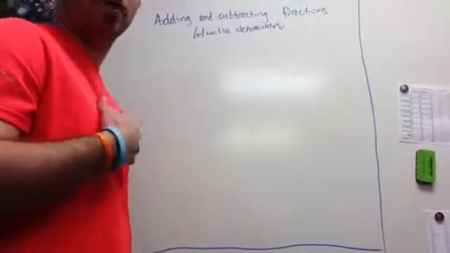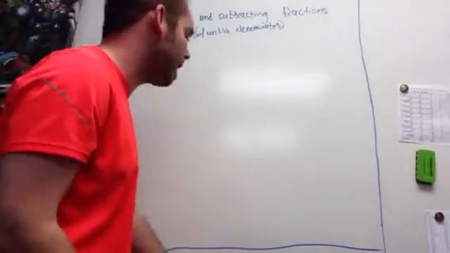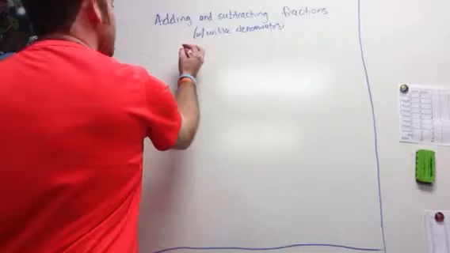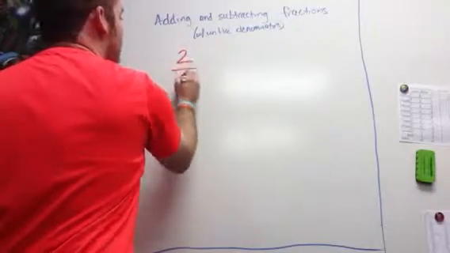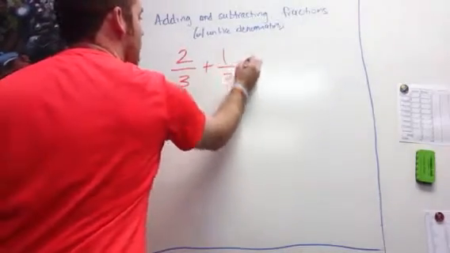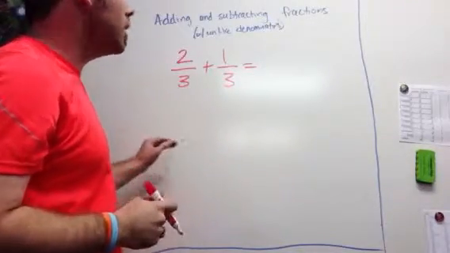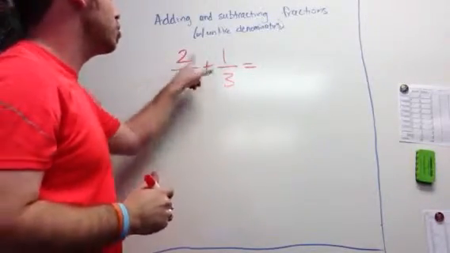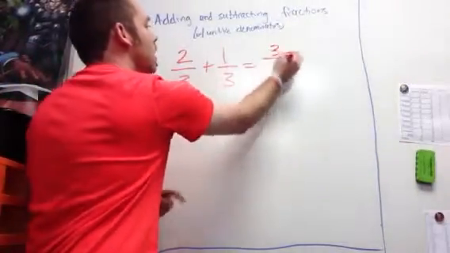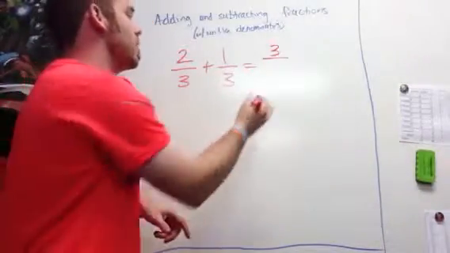Okay guys, today we are going to work on adding and subtracting fractions when they have unlike denominators. So we've learned in class how to add and subtract fractions when the denominators are the same. In a fraction like this with the denominators the same, all that we do is add the numerators. 2 plus 1 is 3, and we leave the denominator the same.